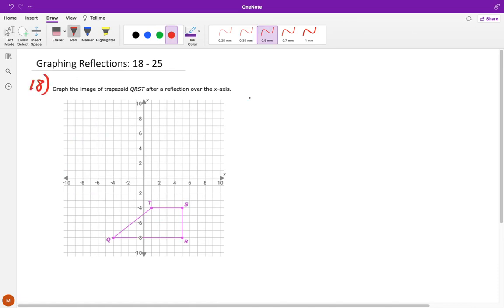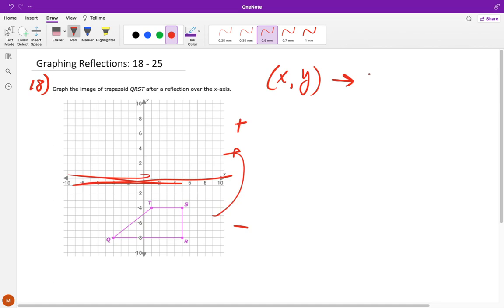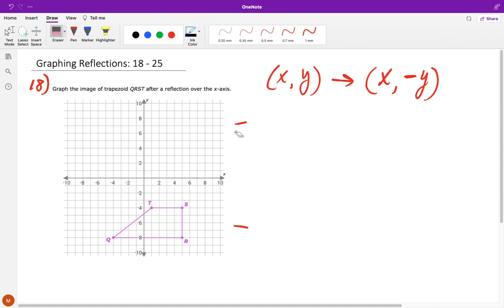It's a reflection over the x-axis. So you just have to know those rules. And with our rule of reflecting over the x-axis, remember when we're going across here, the only thing that's changing is our y, and y started out as negatives and it has to be positive now. So that means when we're changing our reflection, the x doesn't change, but then we're taking the opposite sign of our y whenever we're reflecting across the x-axis.